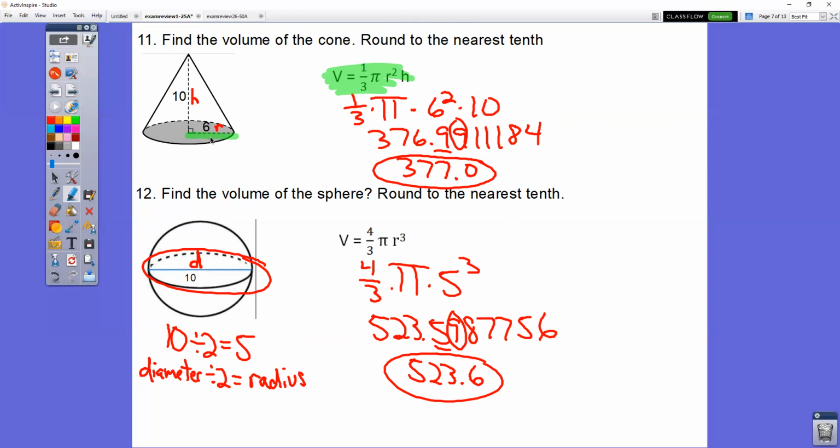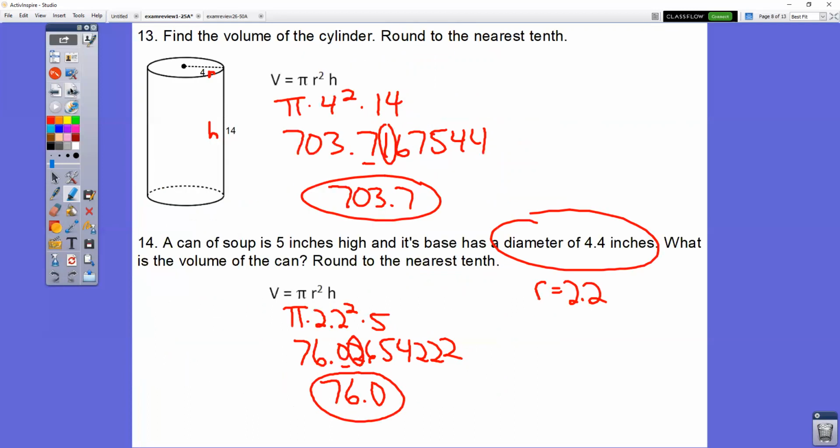In question number 12, be very, very careful right here. Notice that I give you the diameter. You never, ever, ever want the diameter. You want the radius. The radius is half of the diameter. So we do 10 divided by 2 to get 5 as the radius. Sub it into the formula. We have 4/3 times pi times the radius cubed, which is 5 cubed. You get 523.6 when you round to the nearest 10th.